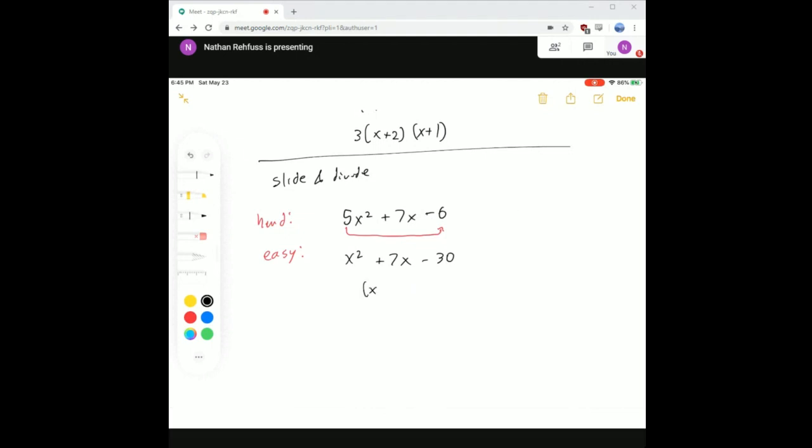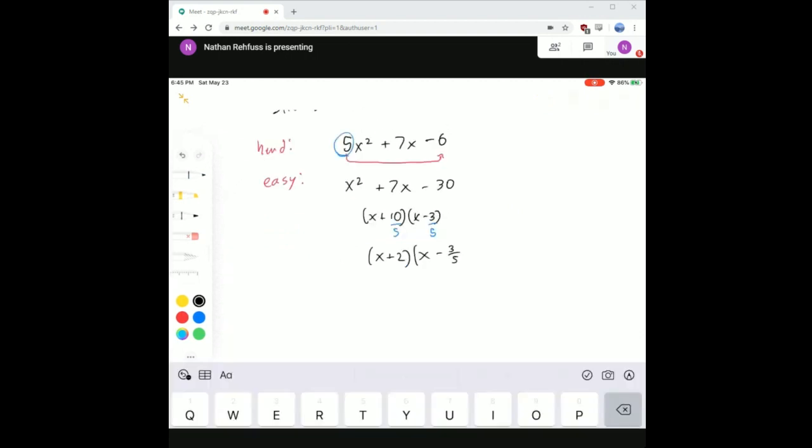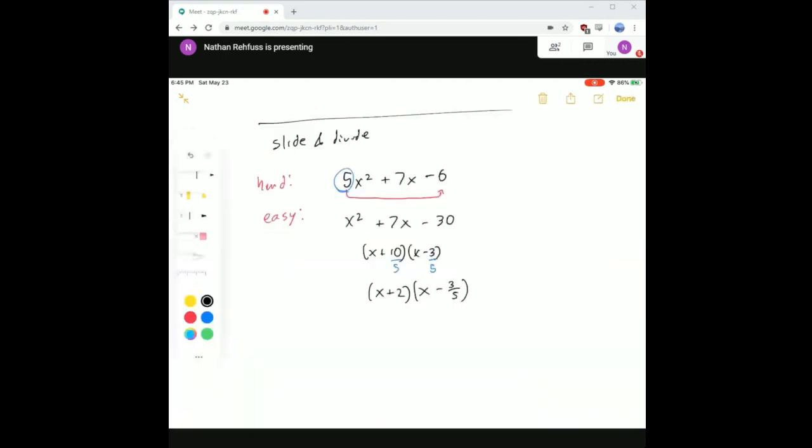It's x plus 10 times x minus 3. What I'm going to do then is divide by the thing that I slid. So this 5 that I slid, this is the second part: divide. And so I get x plus 2 times x minus 3/5. And then optionally, we've got to do one more slide. Slide this 5 back up and call this x plus 2 times 5x minus 3.